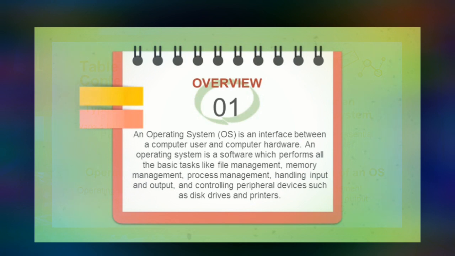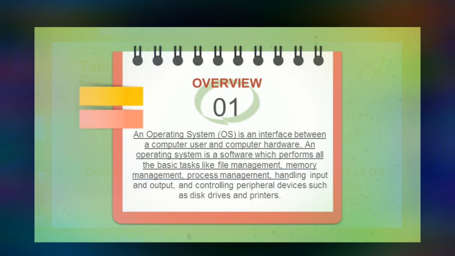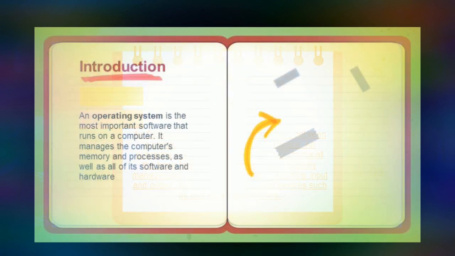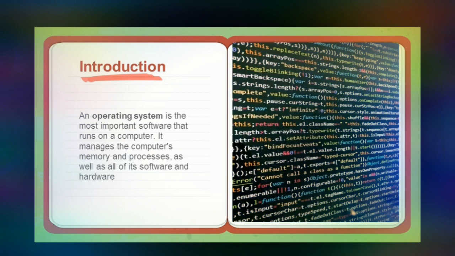Operating system, that is OS, provides an interface between the computer user and computer hardware. And OS is a software which performs all the basic tasks like file management, memory management, process management, handling input and output, etc. Now, operating system is the most important software that runs on a computer. It manages the computer's memory and processes, as well as software and hardware. That code is just the example.